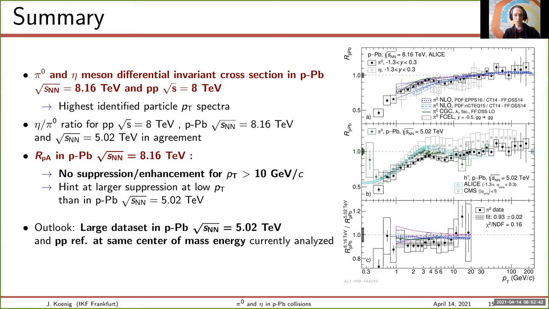And as an outlook, we still have much data on tape, which is currently being analyzed and which will hopefully in the end reveal if we really have a larger suppression at 8 compared to 5 TeV.